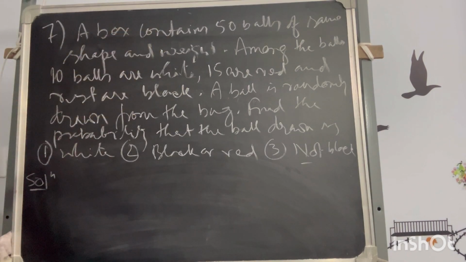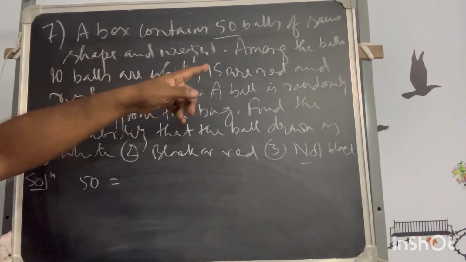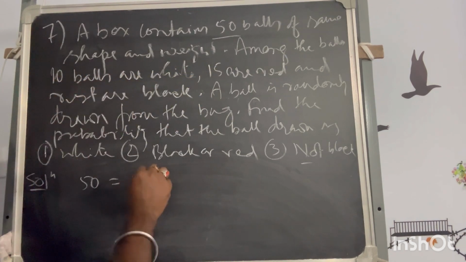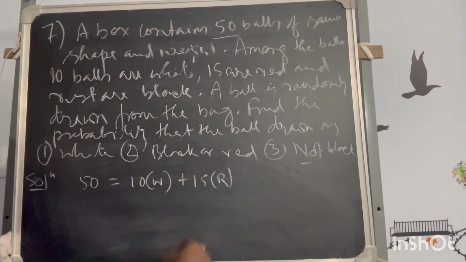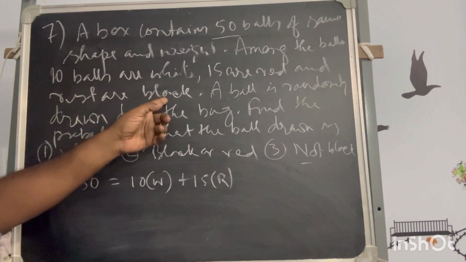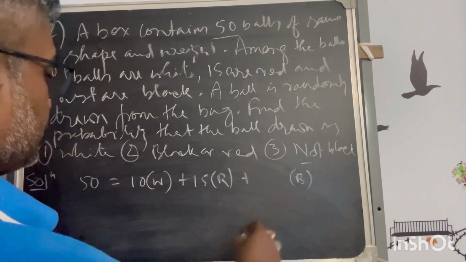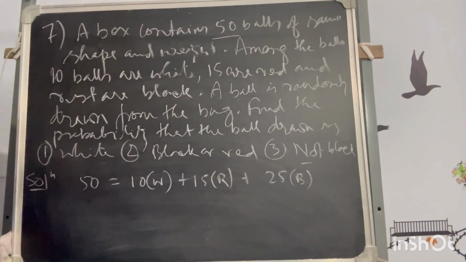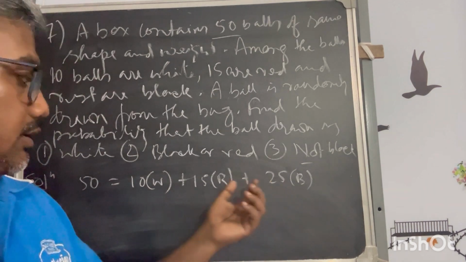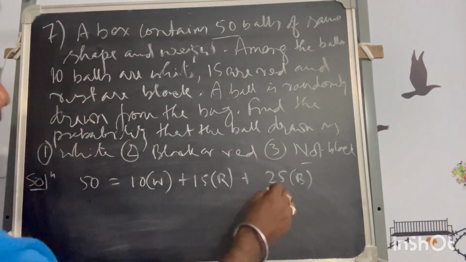So here the total sample space is 50. So 50 consists of how many balls? 10 white balls. How many red? 15 red. The rest is black. From that equation, how much will you put in black? The equation is 50, with 10 and 15 already gone, so it must be 25. You need not do any other arithmetic; that is clear from this equation. So you can put 25 for the black.